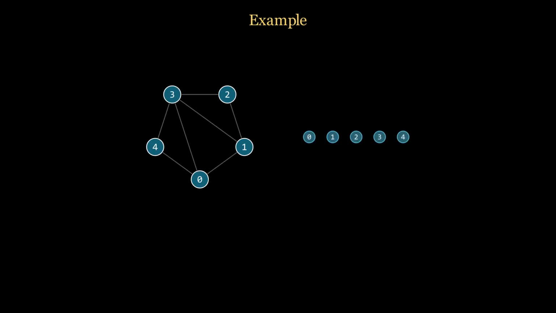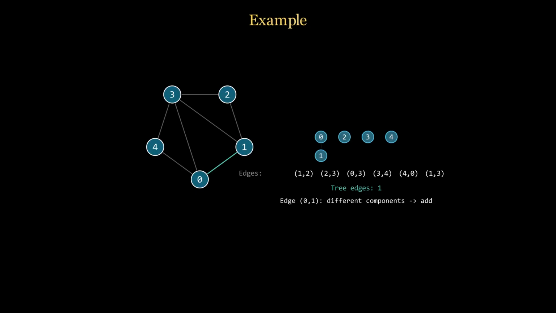We'll process edges one by one, add if they connect different components, skip if they would form a cycle. Union find tracks the components. Edge 0-1, different components, so we add it. Edge 1-2, different components, add. Edge 2-3, different components, add.